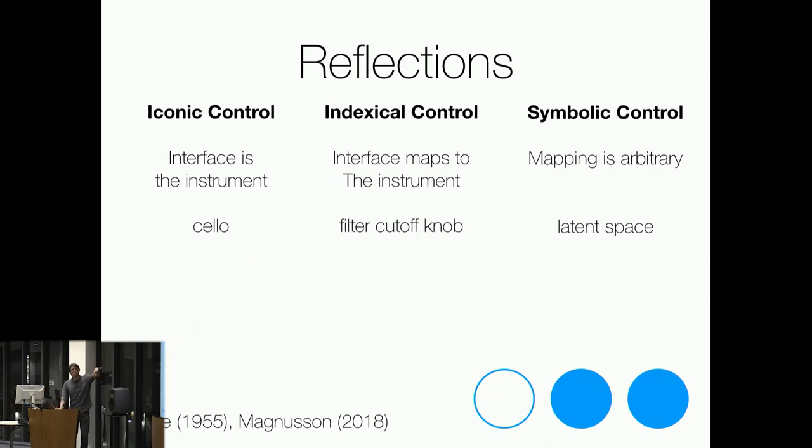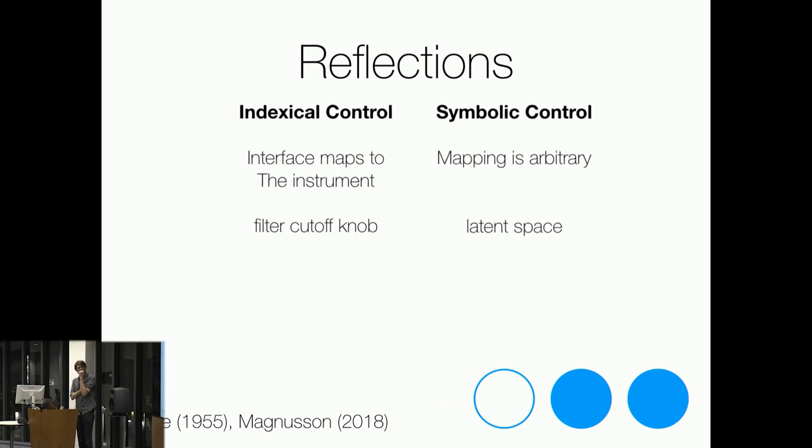Some reflections on that question of musicality. I'm taking this from Thor Magnusson's ICLI paper from last year. He talks about three modes of control, and the first one doesn't apply to electronic music. But the second two: he relates the first one, indexical control, to something like a filter cutoff knob, where a knob moves from low to high, and the filter moves from low to high. So it's a map, very clear.